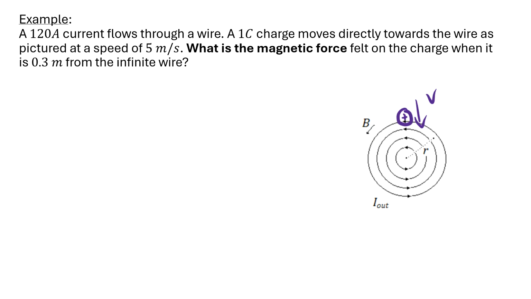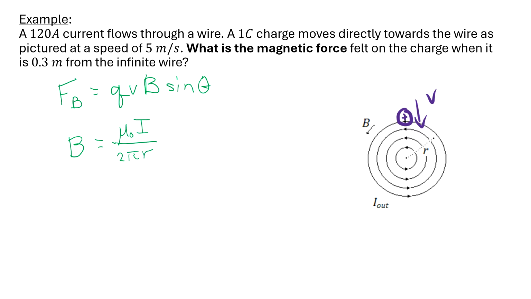And so we can write down our equations that we are pretty sure we're going to need. F_B equals QVB sine theta, and the magnetic field B coming from an infinite wire is mu naught I over 2 pi r. Now we want to look for anything we can use to simplify this problem, and I already see one thing right off the bat, this sine theta part. Well, that's the angle between the magnetic field and the velocity of the particle. The magnetic field is going around in this way.